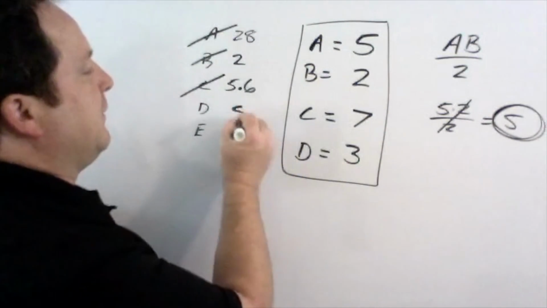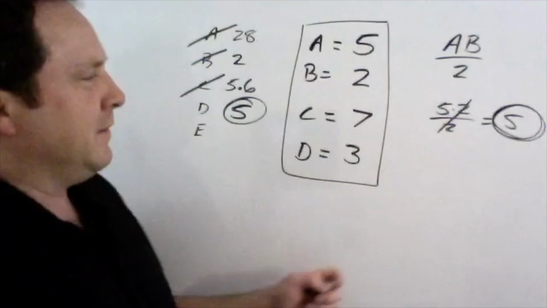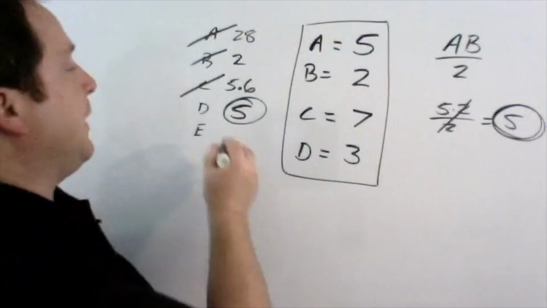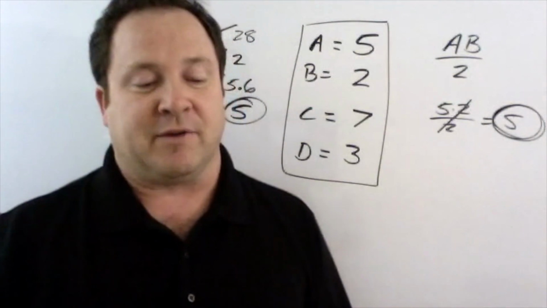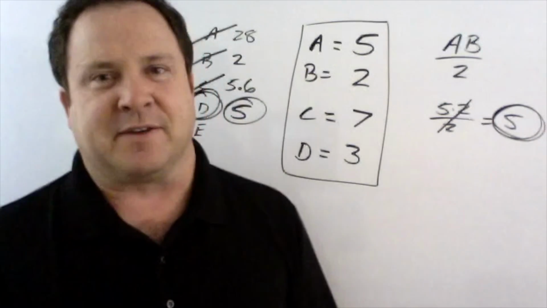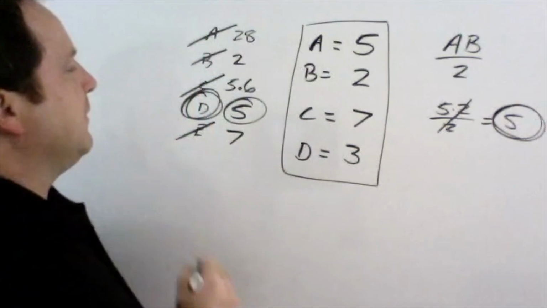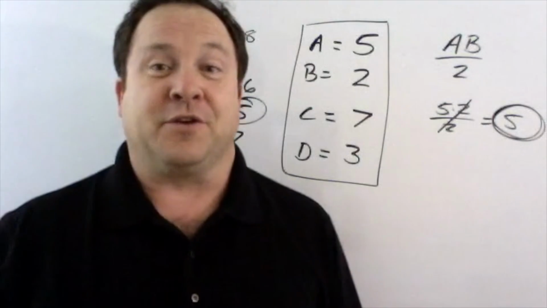40 divided by 8 is 5. The same thing we were looking for. That means D is the right answer, by the way. Let's still check E. C squared plus D squared divided by 8. So that'll be 56 divided by 8. That's going to come out to 7. So D is the only answer.